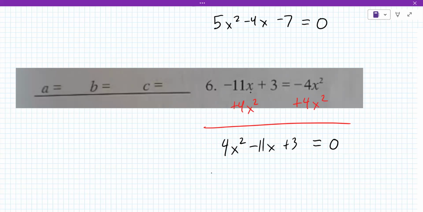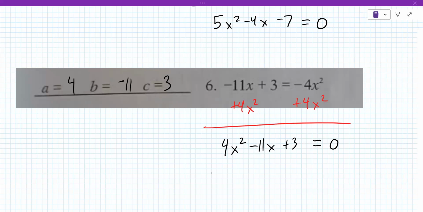Okay, so now you can identify A, B, and C. A, B, and C are the numbers in front of x squared, x, and the other number. That would be 4. And for B, negative 11. For C, 3. Very good. So good news, I guess, is that we're done with this and we'll move on to some different stuff now.